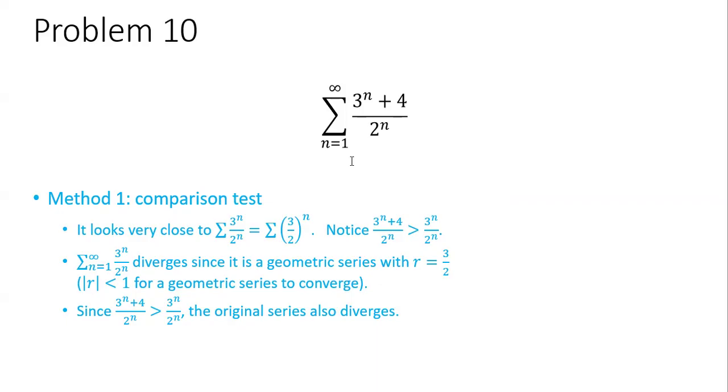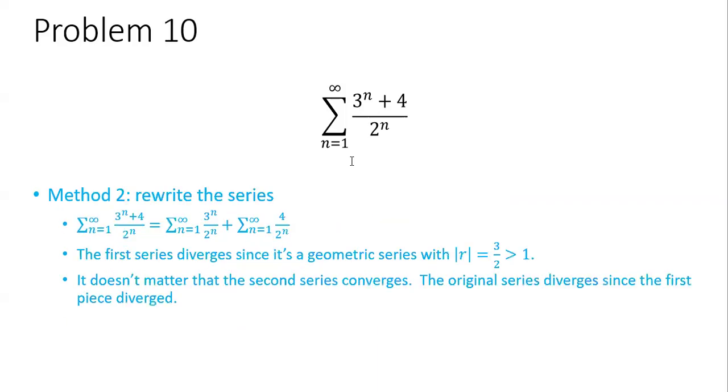So here's one way to determine that this diverges. Another way is just to rewrite the series a little bit. We can break it up into 3 to the n over 2 to the n plus 4 over 2 to the n. We split the fraction, and then by properties, we can break up the series as well.